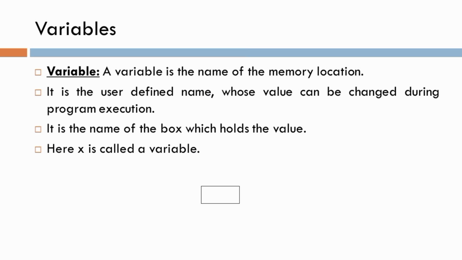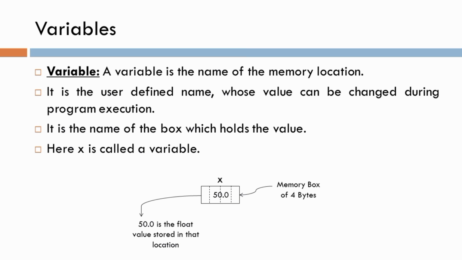The box shown here contains 4 bytes, and each block in this box shows 1 byte. So the total number of bytes is 4, and they are reserved for a float value. Let us consider that 50.0 is the float value stored in this location. So this box is taken from the memory. X represents the variable. It is the name of the place where the memory is reserved.